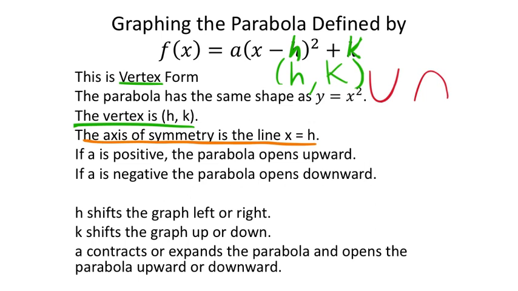Now the same thing, like we saw on the last couple of slides: if it's in standard form, the a value, if it's positive, the parabola is going to open up, which would be the smiley face. If the a is negative, the parabola will be opening downwards. So a frowny face.